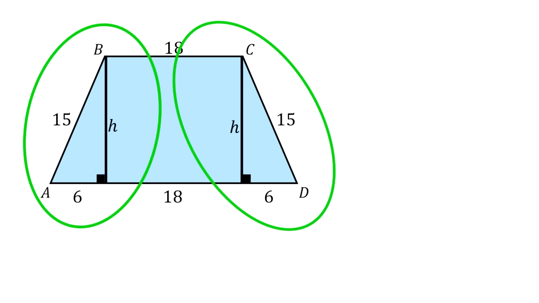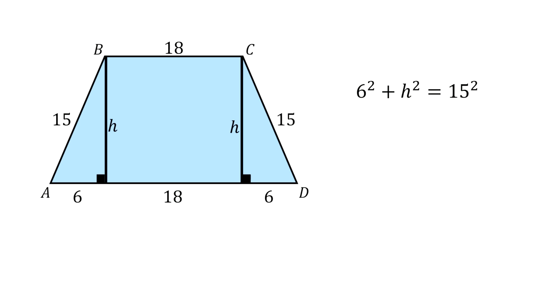Take a look at these two triangles. Both of them are right triangles. Therefore, we can use the Pythagorean theorem to find the height of the trapezoid. 6 squared plus h squared equals 15 squared. 6 squared equals 36, and 15 squared equals 225. Subtract 36 from both sides. H squared equals 189. Now, simply take the square root of both sides. H equals the square root of 189.